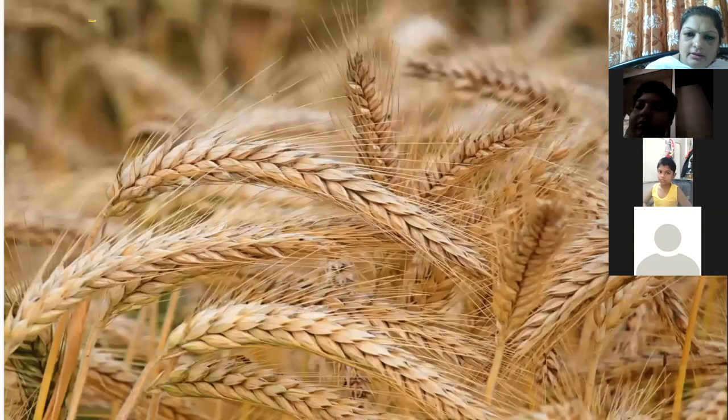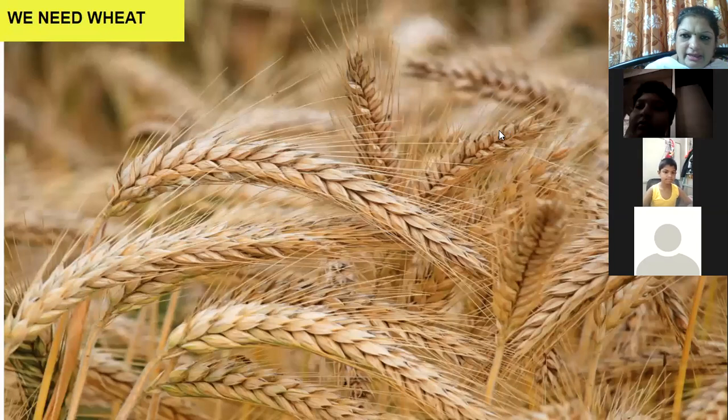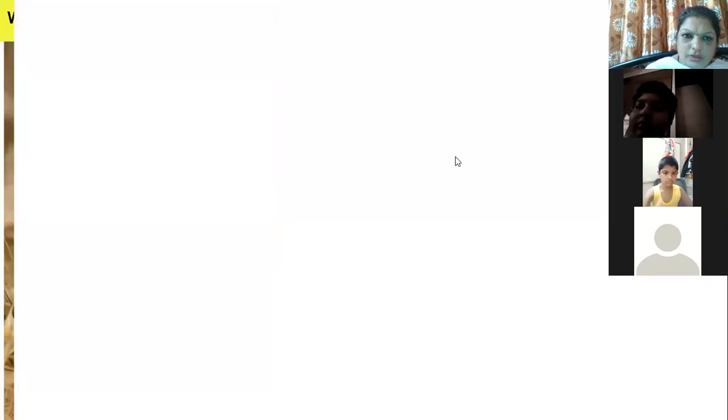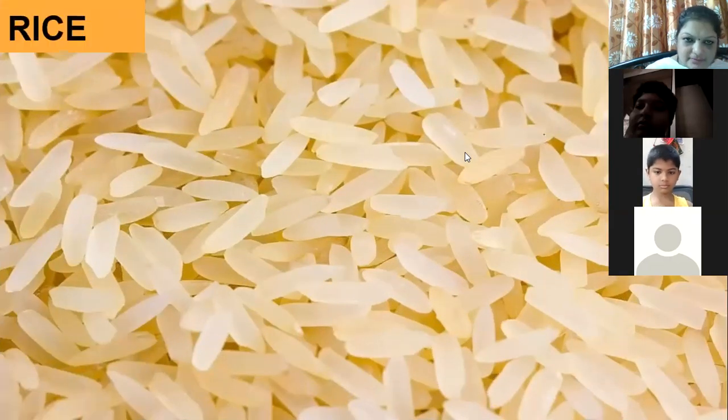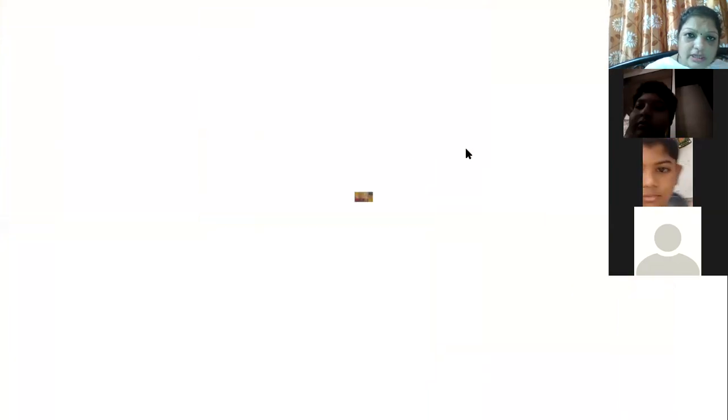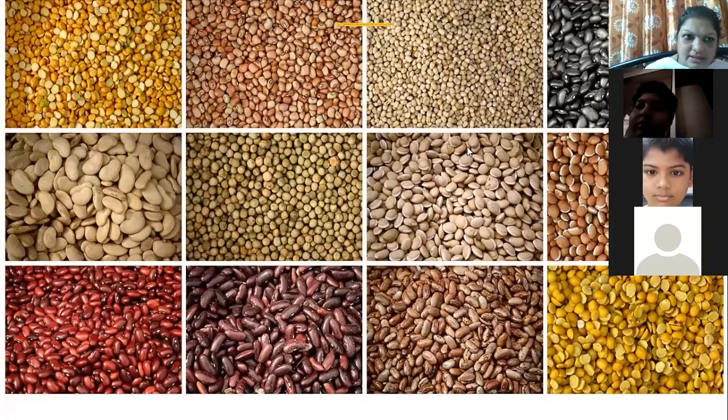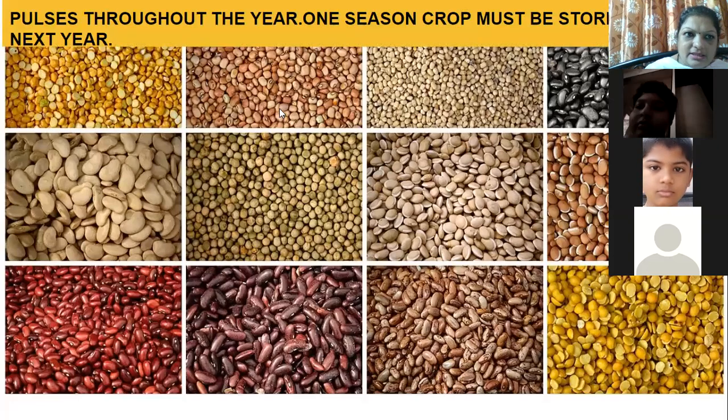We all need different food grains. For example, we need wheat. We also need rice. We also need different types of pulses. These are the pulses which are there. So what do we all need? Wheat, rice, and different types of pulses.